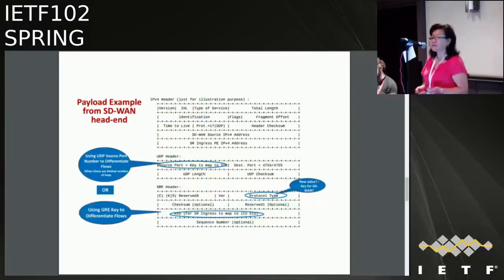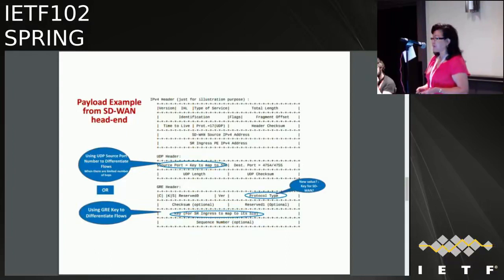There may be an issue there for ECMP. But if the last mile is only a few hops away and there are not many actual paths between the SD-WAN endpoint and the PE, it is not a big issue. Anyway, we want more feedback on the mailing list on using this UDP source port to do the differentiation.